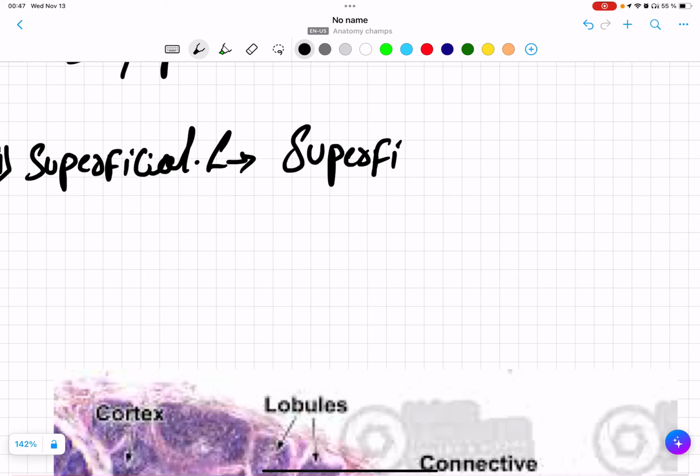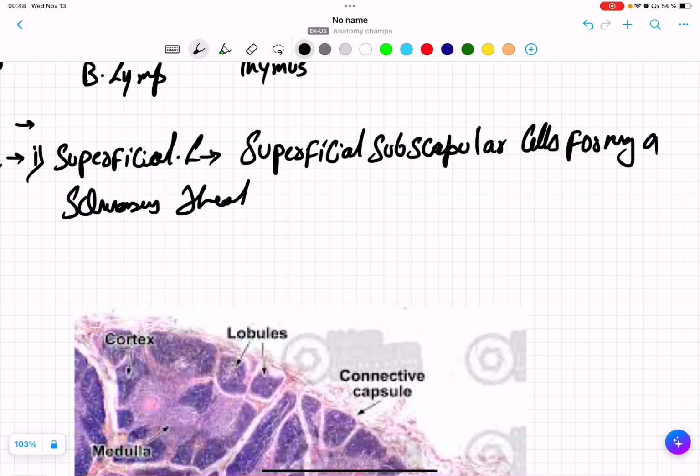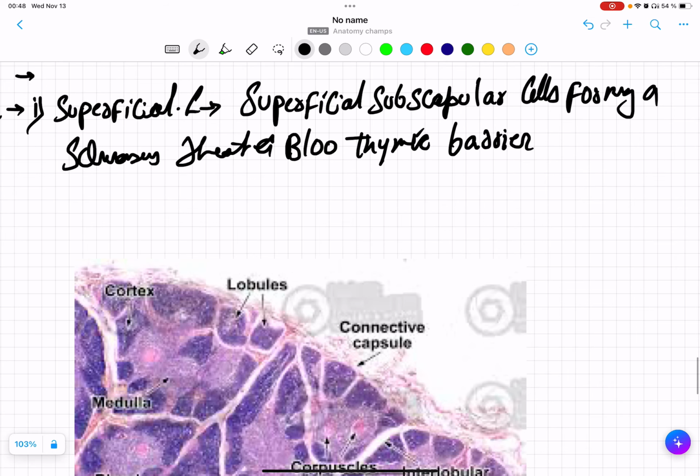That will be the subcapsular squamous sheath cells forming the blood thymic barrier. See, this is a lymphoid organ and here there will be immature blood cells, or you can say immature lymphocytes.